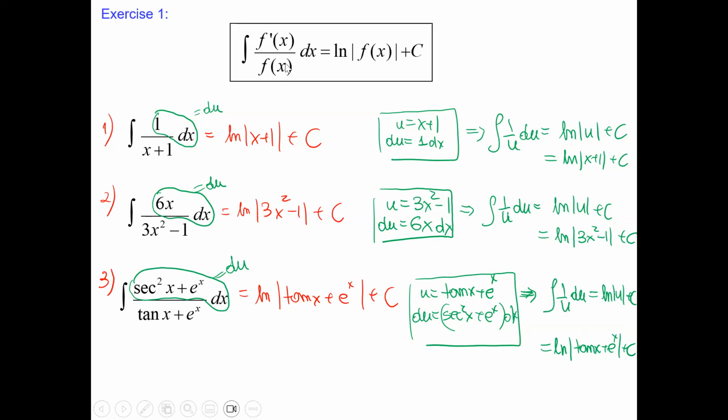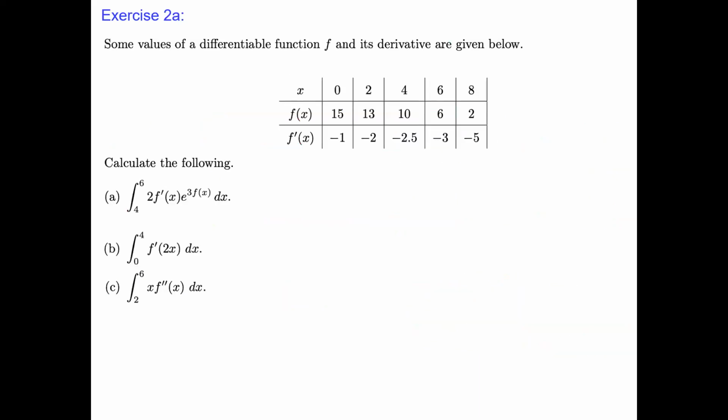Okay, exercise number 2. Let's see what we are dealing with. We have some integrals and we have some values in the table. Now we have to compute this. Let's focus on part A. We have a definite integral from 4 to 6 of f prime of x e to the power of 3 f of x dx.